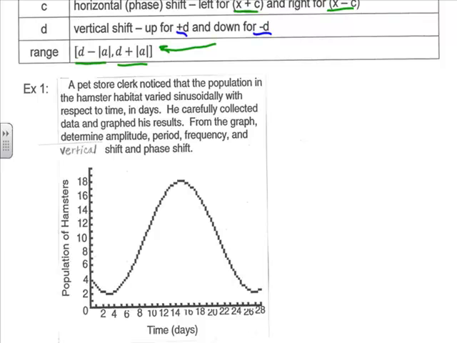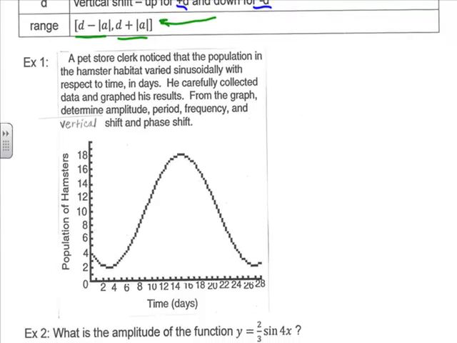It's a real world problem, and so it sort of forces us to make sure we understand what the heck we're supposed to do here. Okay, a pet store clerk noticed the population in the hamster habitat varied sinusoidally with respect to time in days. So you have a lovely graph here. He carefully collected data and graphed his results. From the graph, determine amplitude, period, frequency, and the vertical shift and phase shift.